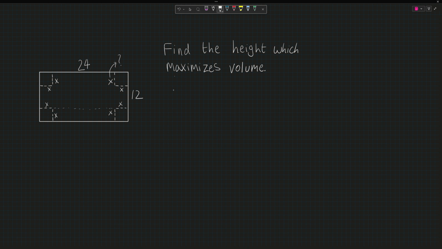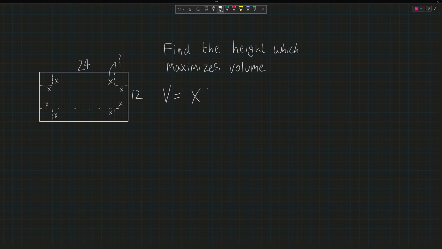And that's our constraint. Our constraint is the dimensions that are given to this rectangle. And we're trying to find the height based on those constraints. So I have the dimensions, and we're going to find the volume using the volume equation, which is length times width times height.